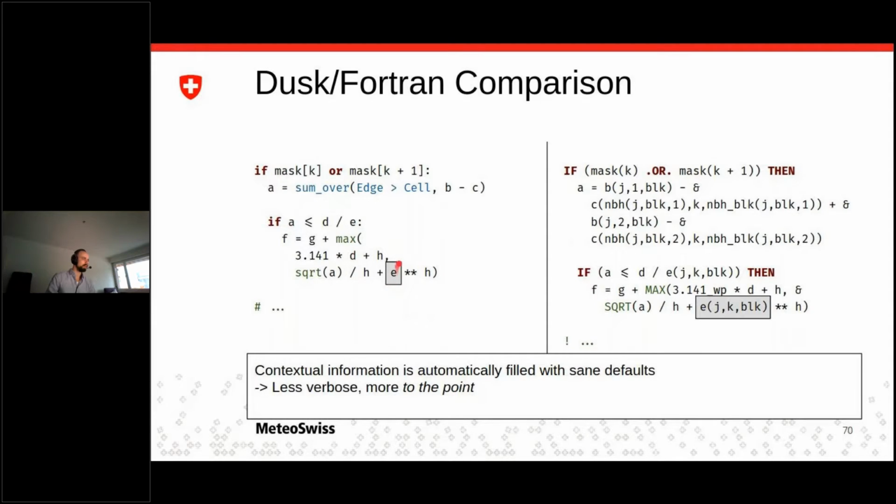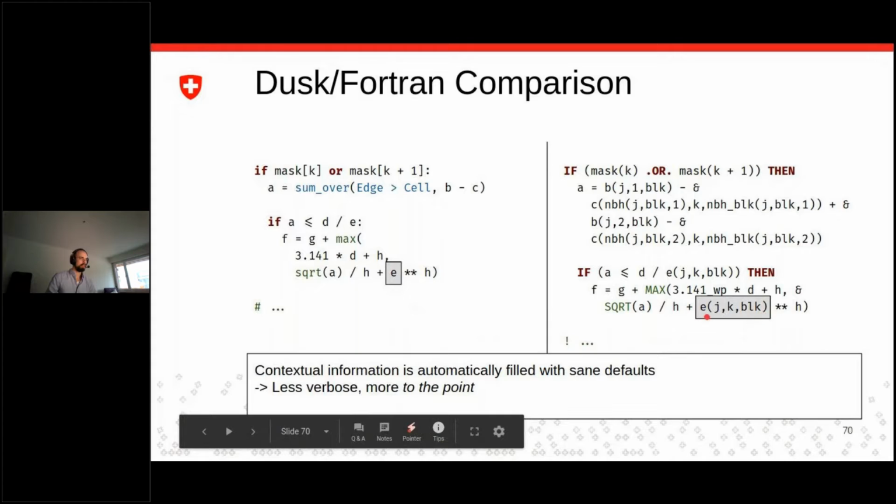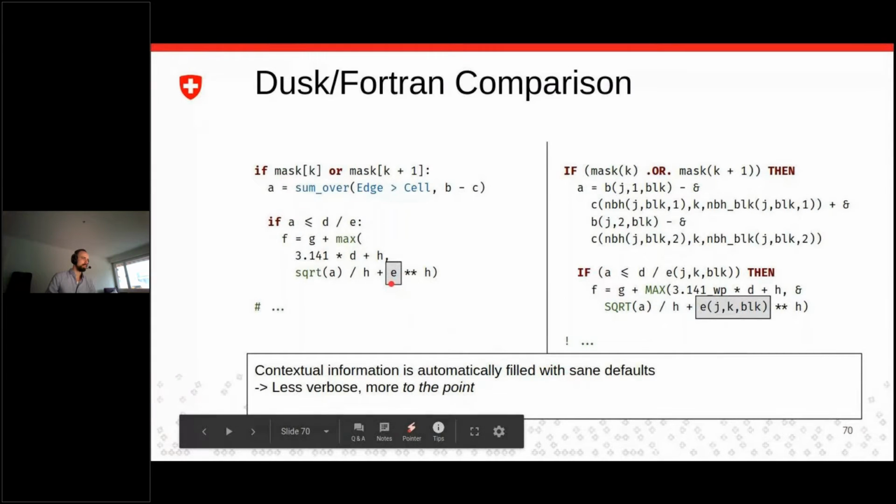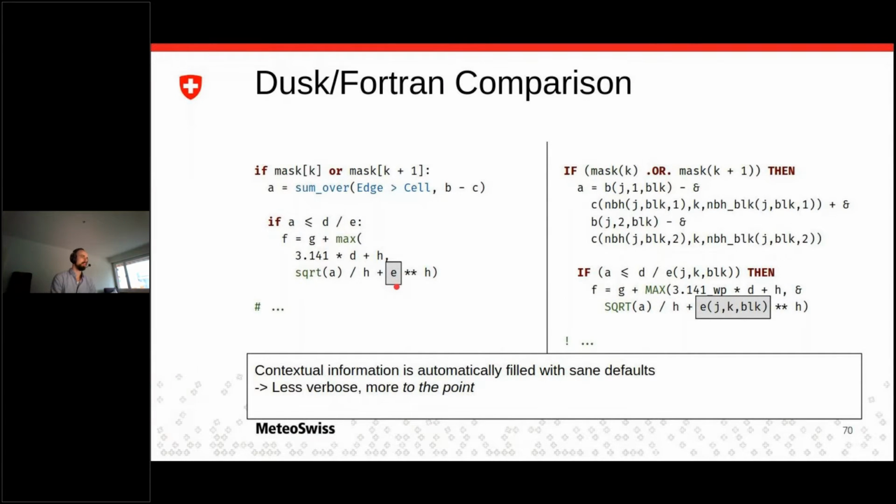So for example, here we have a field E that is being used in Dusk, and in Fortran it's used as well. And what we find is that there's a lot of contextual information, which are basically these indices here. They have to be explicitly specified in Fortran, and in Dusk we don't have to do this. And Dusk fills this in by default. It fills it in with sane defaults, and it deterministically fills those in.